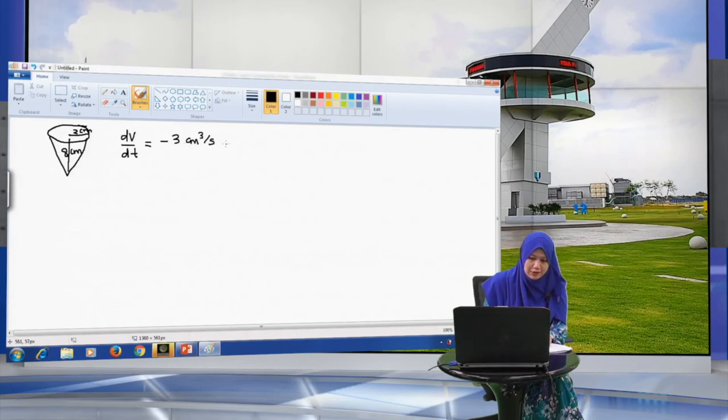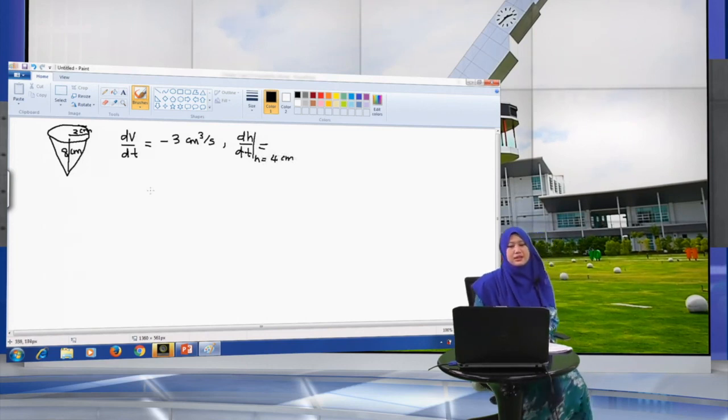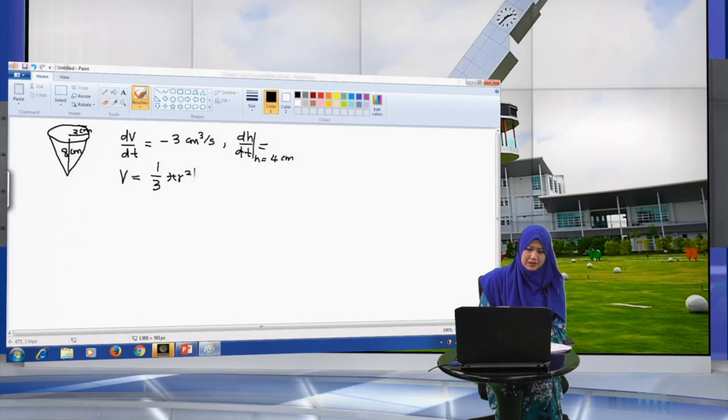The question is how fast is the height of the water decreasing? So height is h, dh/dt equal to what? And the condition is when h is 4 centimeter. So look here, what is the relation between the volume of a cone and the height of the cone? We know that the formula for the volume of a cone is V equal to 1/3 pi r squared h.